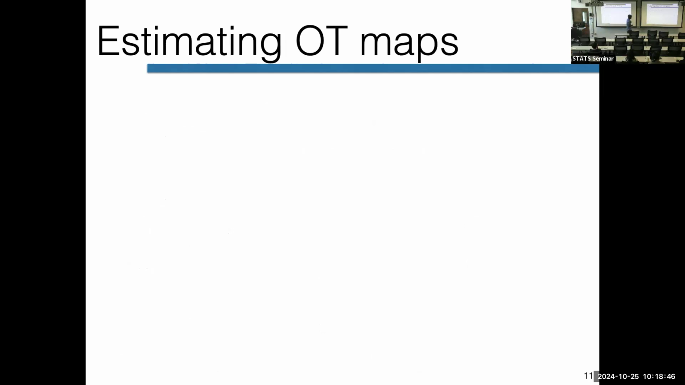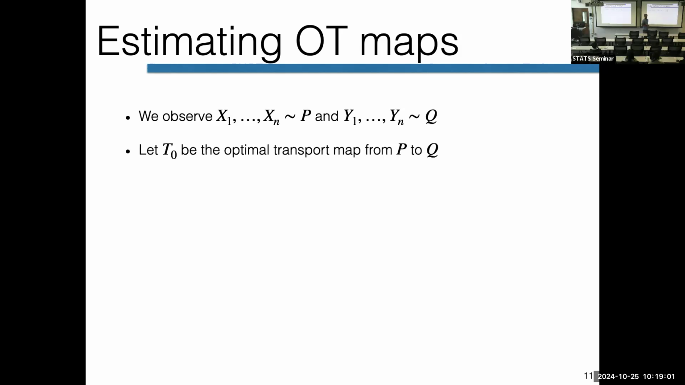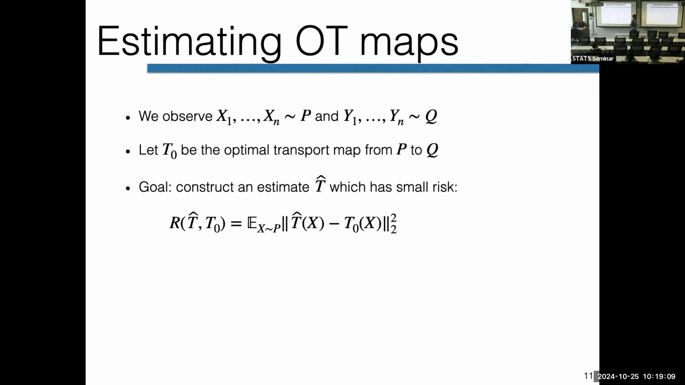So I'll tell you about the first problem that we looked at, which is this problem of estimating optimal transport maps. So here's the setting. We're going to think about the following statistical question. I give you samples X1 through Xn from a distribution P and some samples Y1 through Yn from a different distribution Q. And let T0 be the optimal transport map from P to Q. So now we're just asking the statistical question: construct an estimate T hat of this quantity T0.